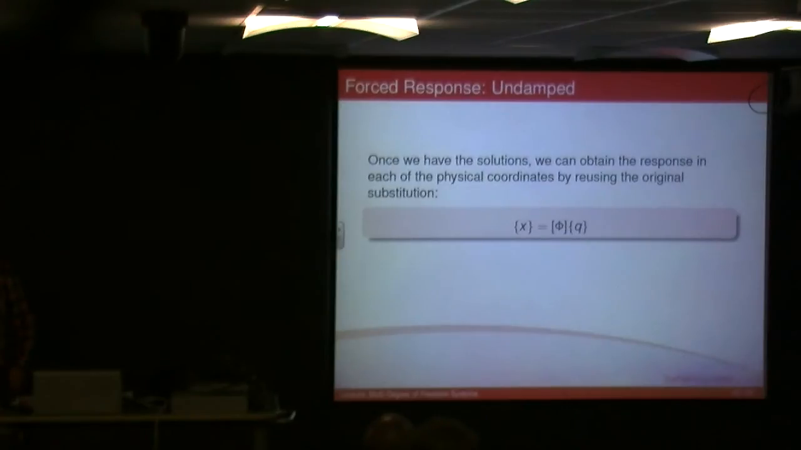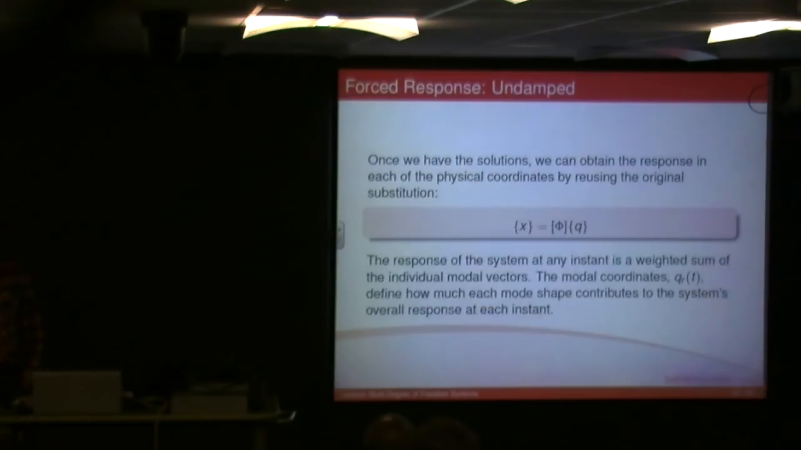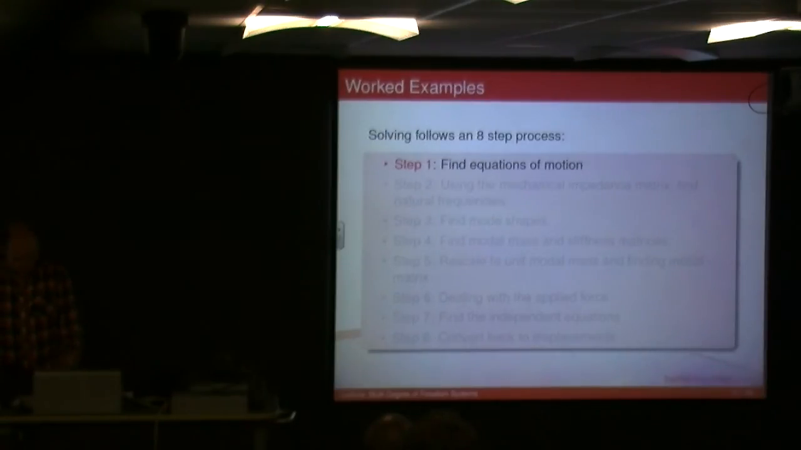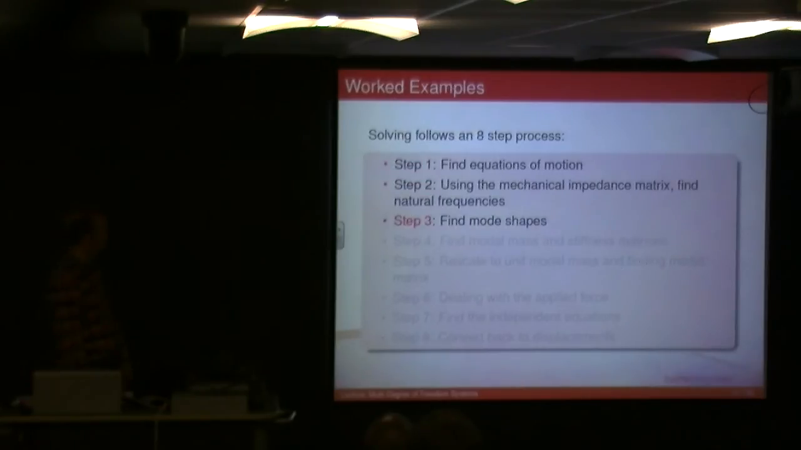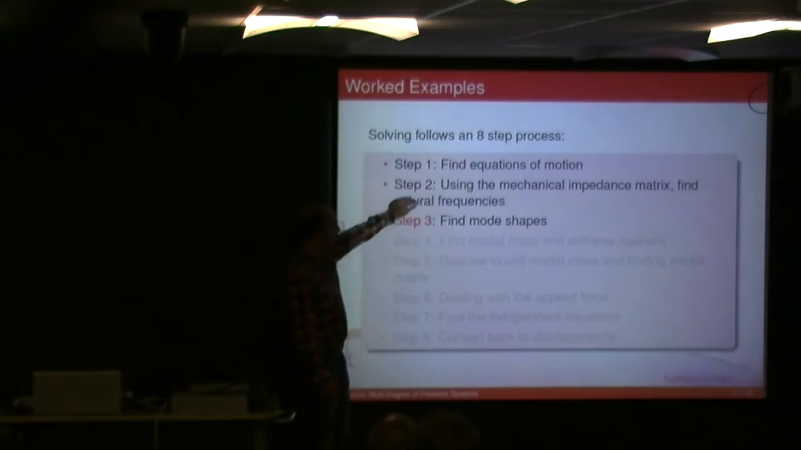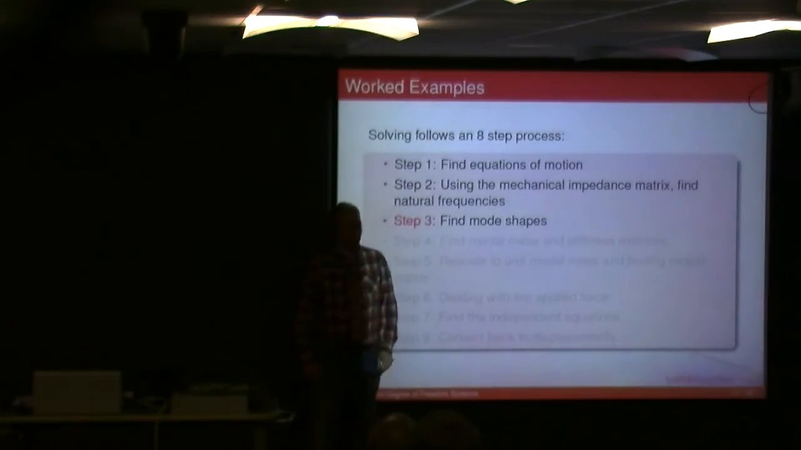Okay, once you've got the response, solutions for q, multiply it by phi, our modal matrix, and you get x back again. Okay, the response of the system at any instant is a weighted sum of all the different mode shapes, okay, which you know, and the modal coordinates qr define how much each mode shape contributes to the system's overall response. That's exactly what I said in the previous slide. So there's a step process. The first 3 steps we've done, okay? Find the equation of motion, using the MIM, find the natural frequencies, and find the mode shapes.